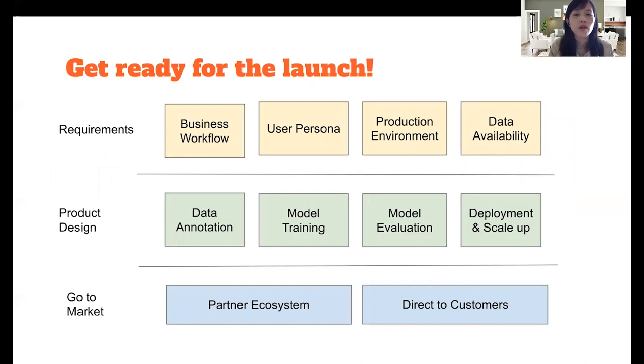So to recap all the different components we've gone through in the presentation, at a requirement level, we want to understand the business workflow, the user persona, the production environment, and the data availability. When designing the product, we want to figure out how users can annotate the data, train the model, evaluate the model, do the deployment, and scale up the adoption. And finally, we want to figure out how we can bring the product to the market, either through the partners or a direct-to-customer route. So with all this in mind, we will be ready to launch our new enterprise AI products.